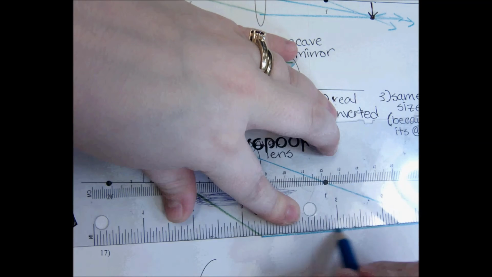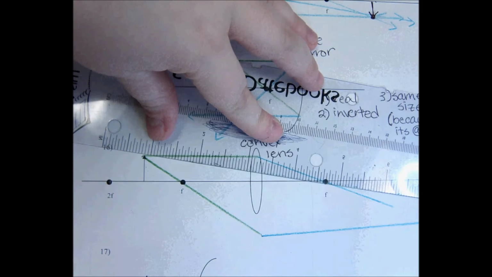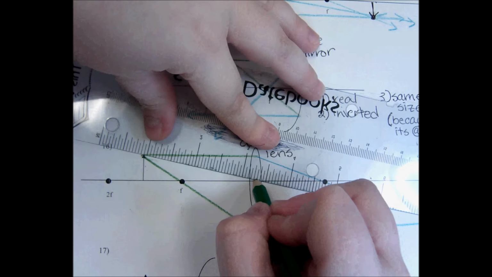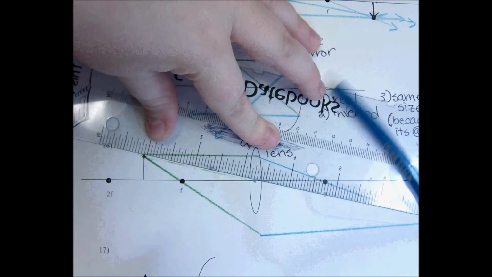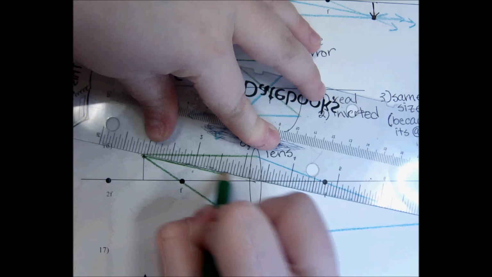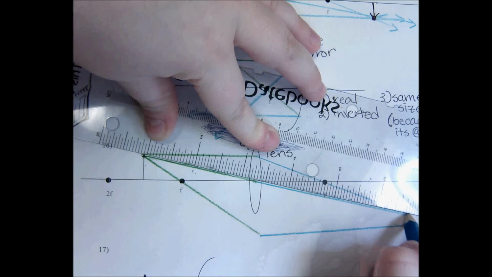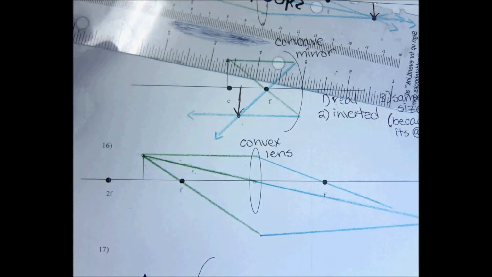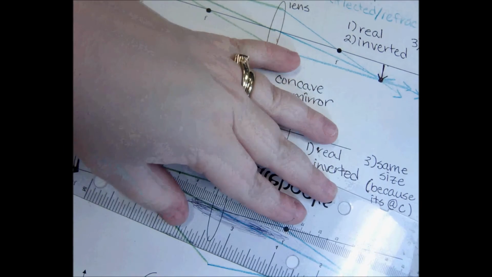Parallel. And then your last one is simply, my green colored pencil is terrible. Through the optical center, straight on forever. At least one of my, oh, this line, it's this line. This line isn't parallel at all.